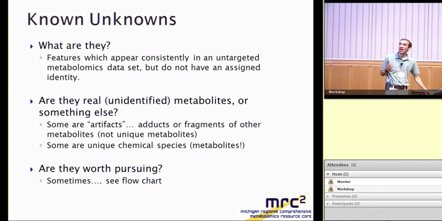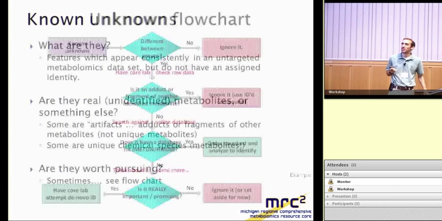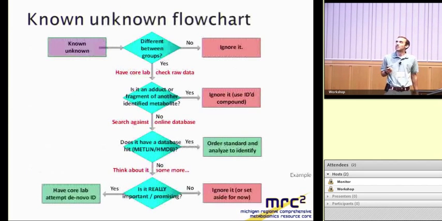And then the next question that you're going to have is, well, what do I do with it? If it doesn't have a name on it, can I do anything with it? Or do I just let it drop because I don't know what it is and therefore it doesn't have any biological meaning? Well, no. Sometimes these things are worth pursuing. And so my best effort to sort of describe a workflow of what to do with these things was to put together this flow chart. We have a known unknown. Let's just start with any known unknown.